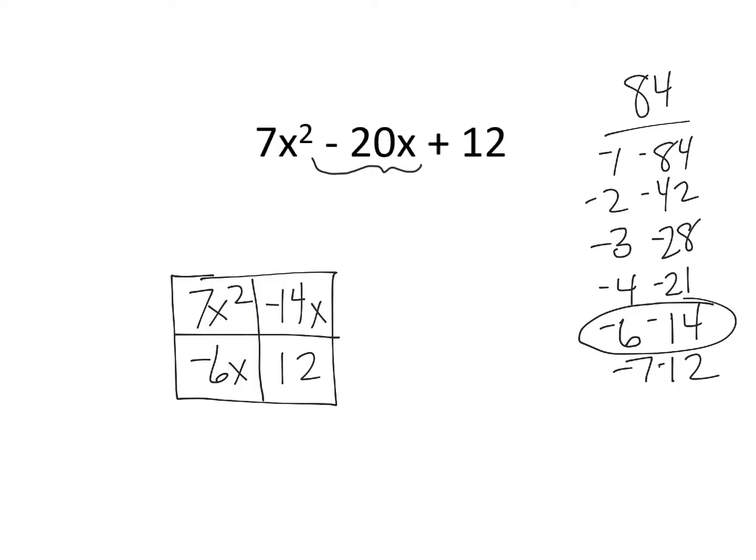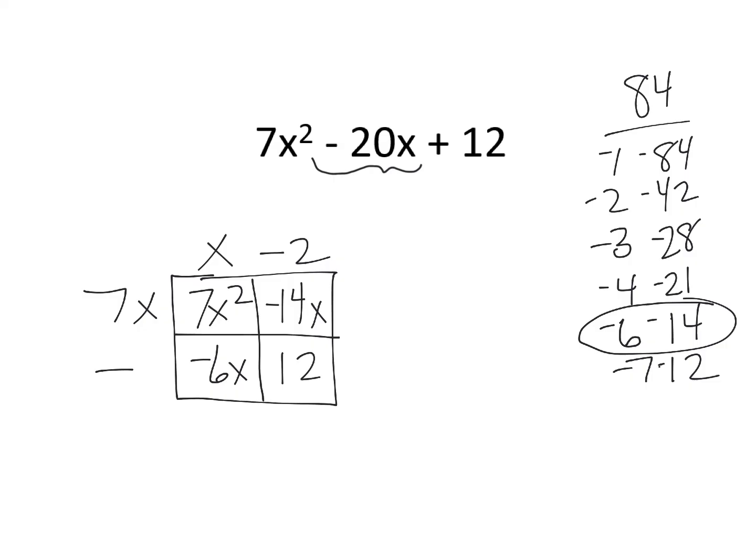All right. So looking at the first row, what can I pull out? Well, it looks like I can pull out a 7 out of the 7, 14, and an x. What times 7x equals 7x squared? An x. What times 7x equals negative 14x? So just think 7 times what is negative 14? Negative 2.